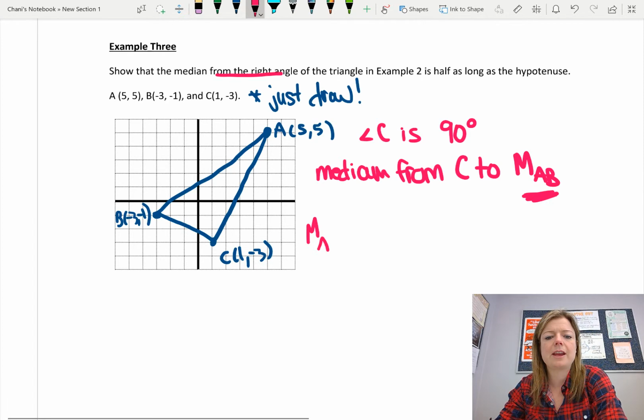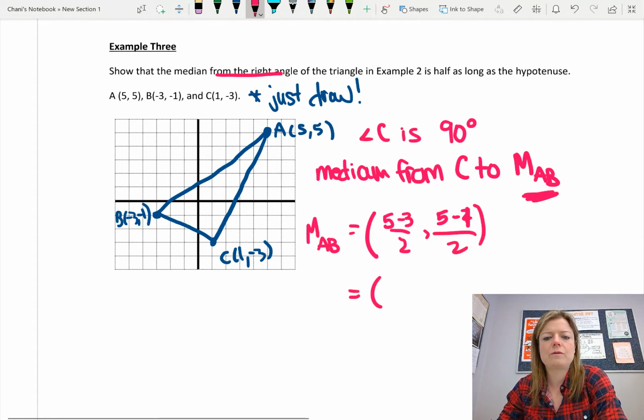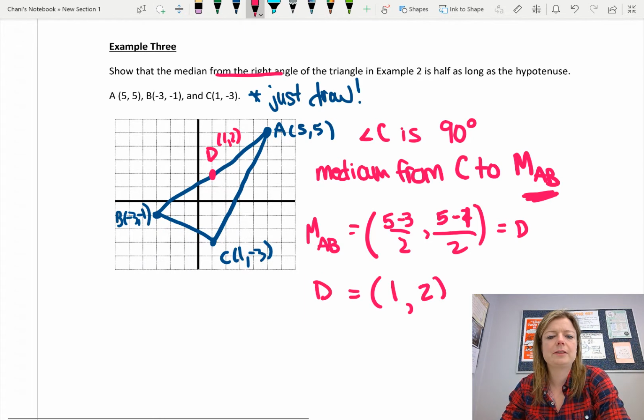Okay, so the midpoint of AB is just halfway between the two x values. So 5 minus 3 over 2. Halfway between the two y values, 5 minus 1 all over 2. So that's just 2 over 2, which is 1, and 4 over 2, which is 2. So 1, 2 is the midpoint. And visually, I can see that that's right. So I'm going to label that as point D, just so it doesn't get overly crowded. Label it as 1, 2. So I'm going to say that that's equal to D. There we go. So D is equal to 1, 2.